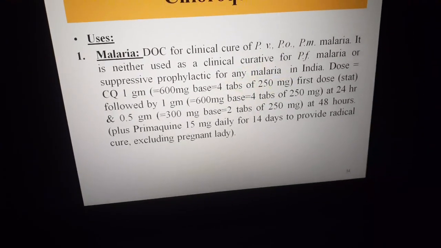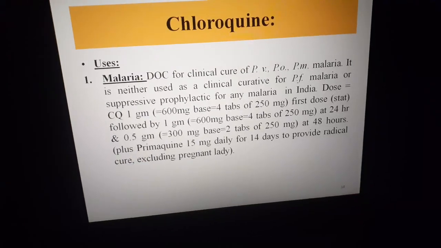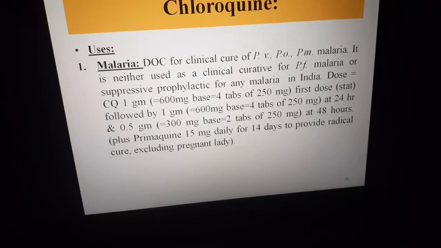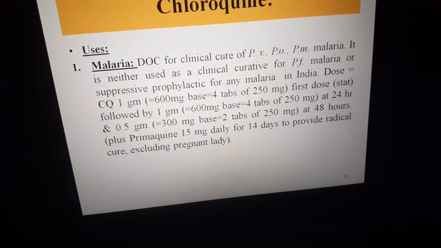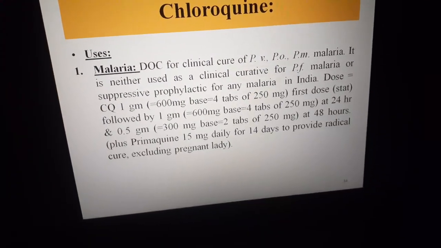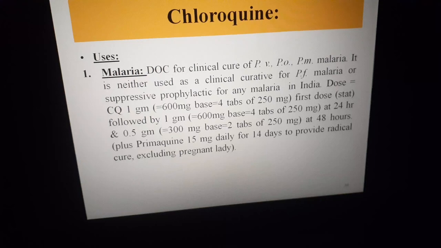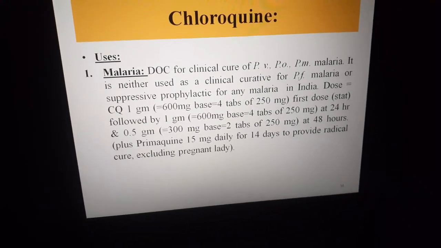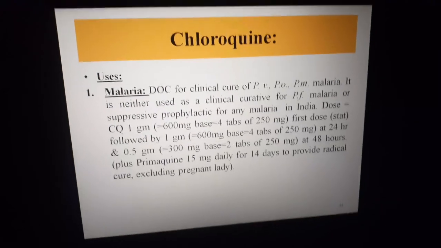tablets of 250 milligram, that is 600 milligram of chloroquine phosphate, and on the third day 0.5, that is half of the earlier doses, that is 2 tablets of 250 milligram of chloroquine phosphate or 300 milligram base, plus primaquine 15 milligram daily for 2 weeks to provide radical cure, excluding pregnant ladies.